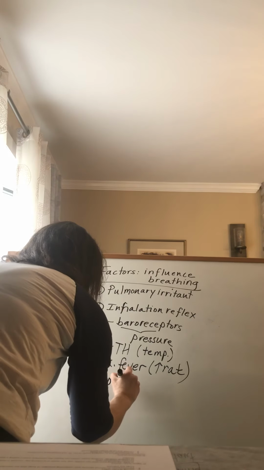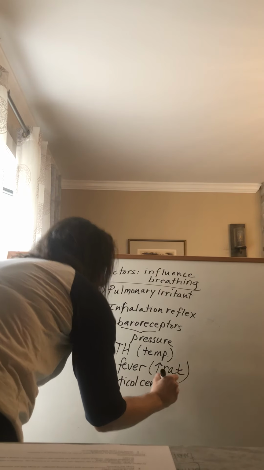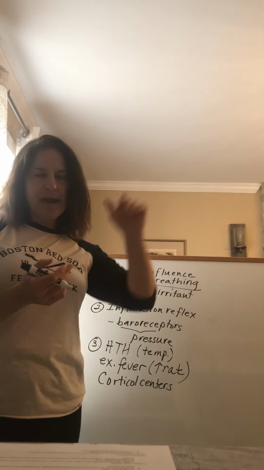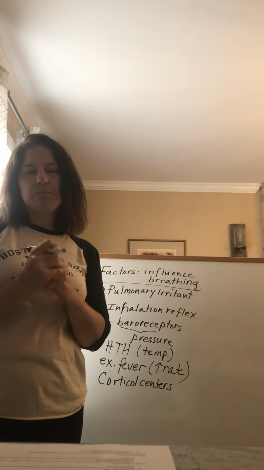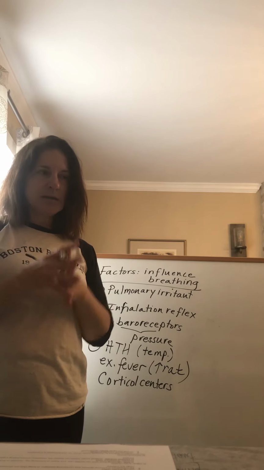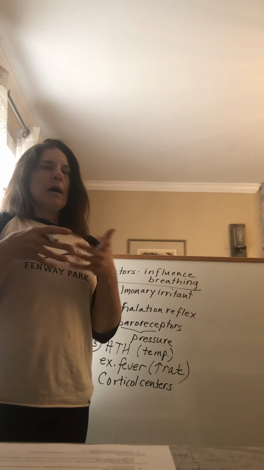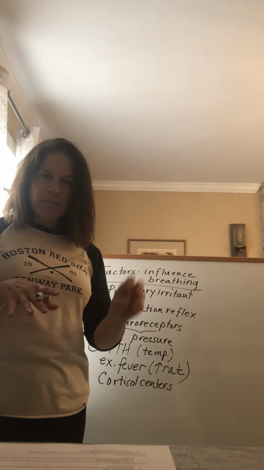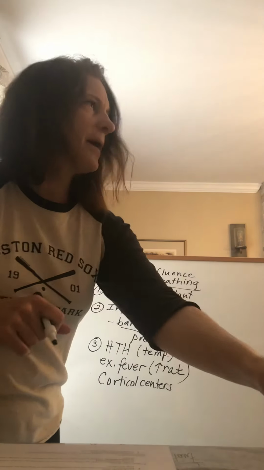Cortical centers. Areas of your cerebral cortex can also help to override the normal medullary actions in your brain. For example, if I said to someone to take a deep breath, you could forcibly inhale deeply and go, that overrides your normal rate and depth of breathing, but as soon as you breathe out, the normal rate and depth of breathing will pick right back up.